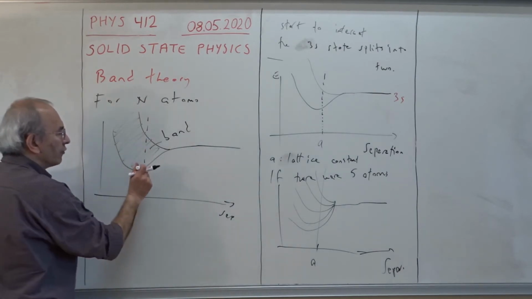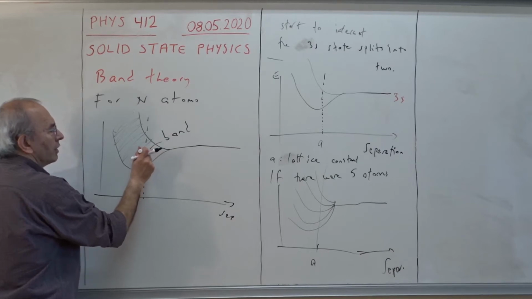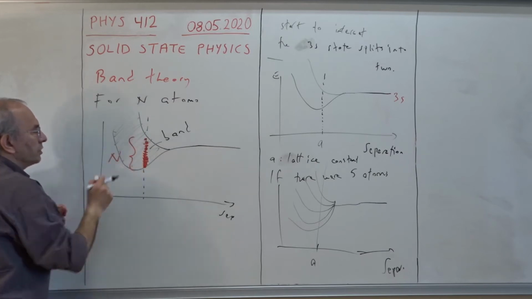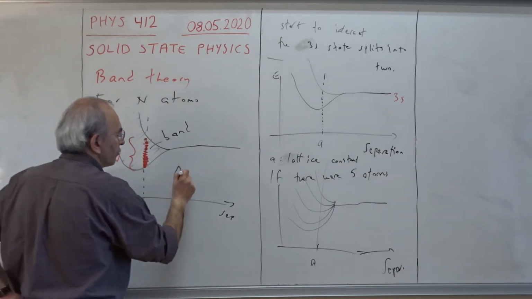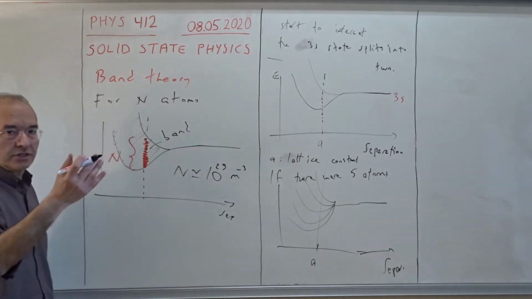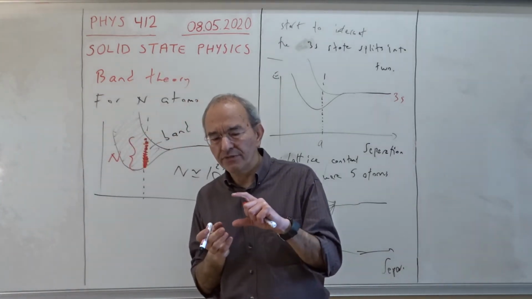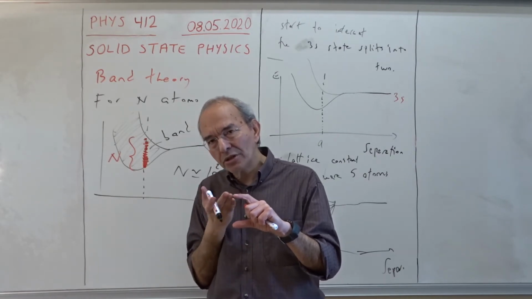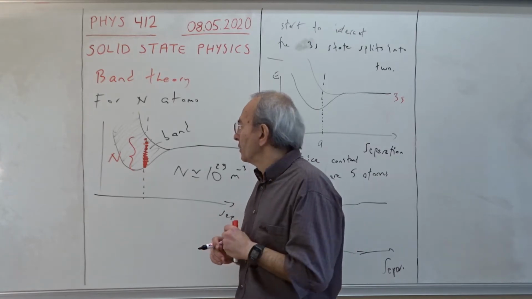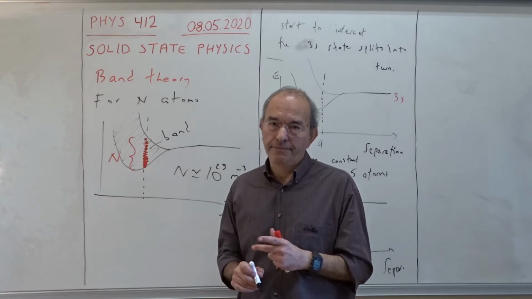So this level, for instance, is split into how many levels? N. What is N? A typical value. This is split into N levels, and N is, for example, on the order of 10 to the 29 per cubic meter. A certain finite band is now split into such a large number of levels that it is quite difficult to discriminate between the successive energy levels, even on the electron volt scale.